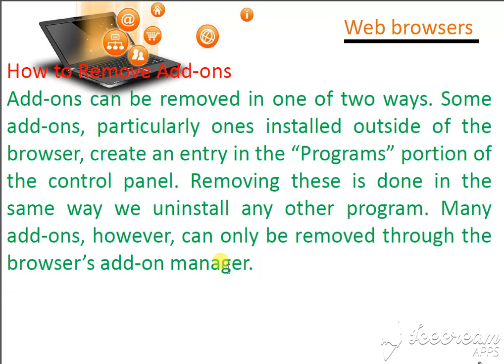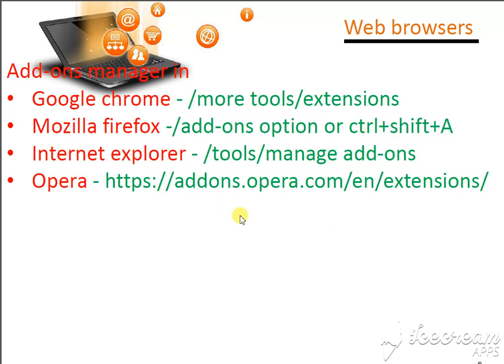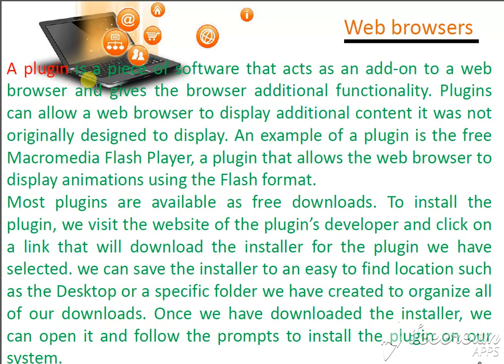Now you can also remove a program if you want. If you have installed a certain program through the browser, you can remove it by uninstalling or through the browser add-on manager. Add-on manager: in Google Chrome, it is More Tools, Extensions. In Mozilla Firefox, it is Add-ons Manager; for advanced options, press Ctrl+Shift+A. In Internet Explorer, it is Tools, Manage Add-ons. In Opera, it is the advanced chrome page.